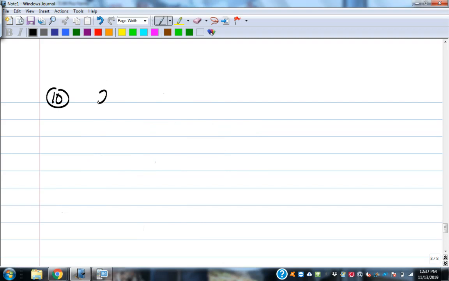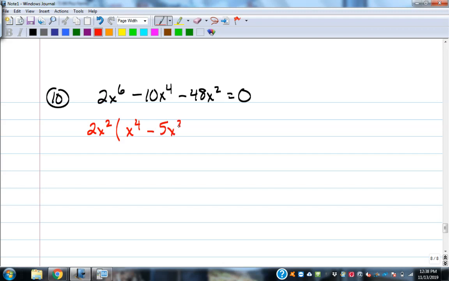Try this one. Let's go to the x to the 6th power, because it's fun. GCF of x squared. Is that all? There's a 2 that goes in that too. So that's going to give us x to the 4th minus 5x squared minus 24. And let's try the x method on that.